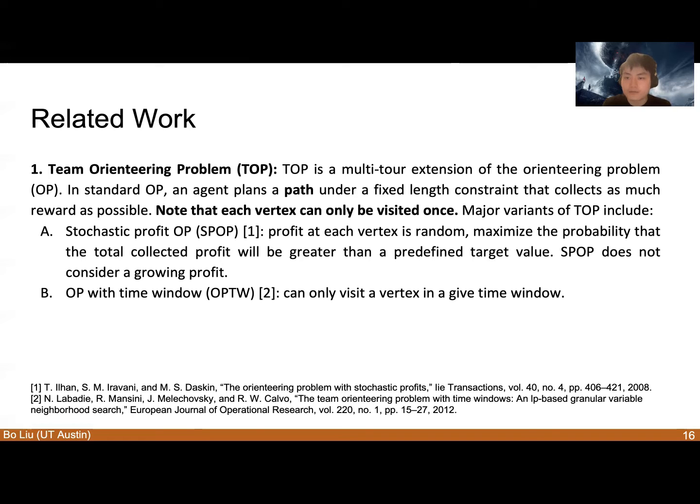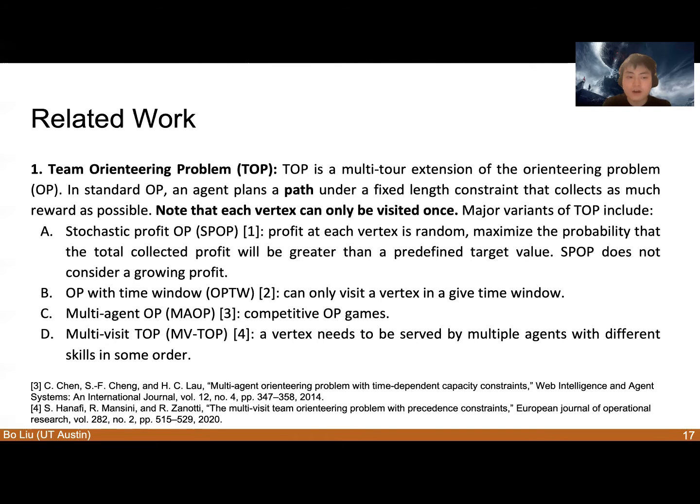There are many variants of TOP. Major ones include the following: stochastic profit OP, SPOP, which considers random profits on each vertex, and OP with time window, or OPTW, where each vertex can only be visited within a given time window. Then we also have the multi-agent OP and multi-visit TOP. In multi-agent OP, there are two fleets of vehicles that compete against each other. For multi-visit TOP, a vertex needs to be served by multiple agents with different skills in some order.